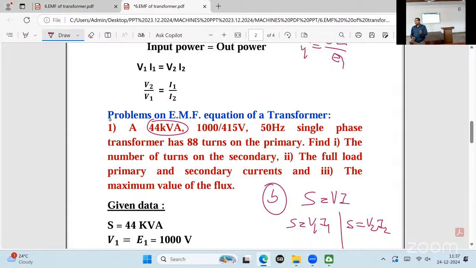Now on the primary side, S is equal to V1 I1. On the secondary side, S is equal to V2 I2. Get I1 and I2. B bit: S is equal to VI formula. S is equal to V1 I1 on the primary side, S is equal to V2 I2 on the secondary side. Now substitute the values. We get I1 and I2.